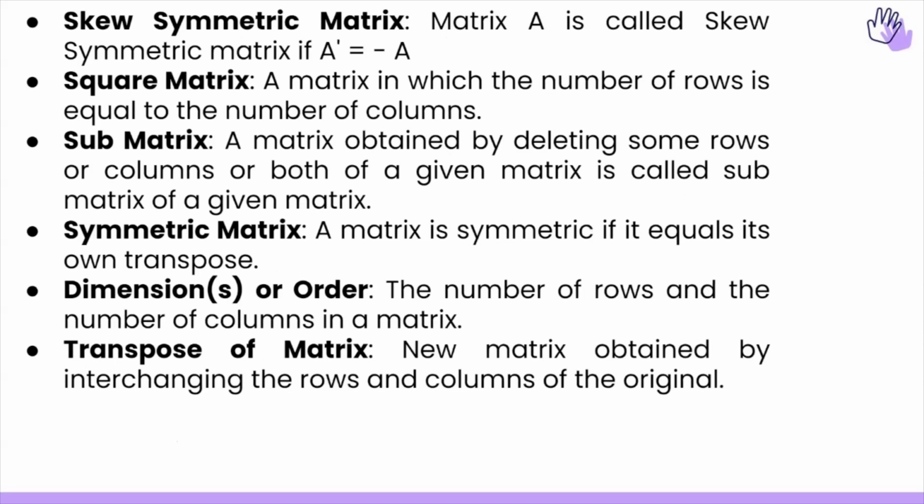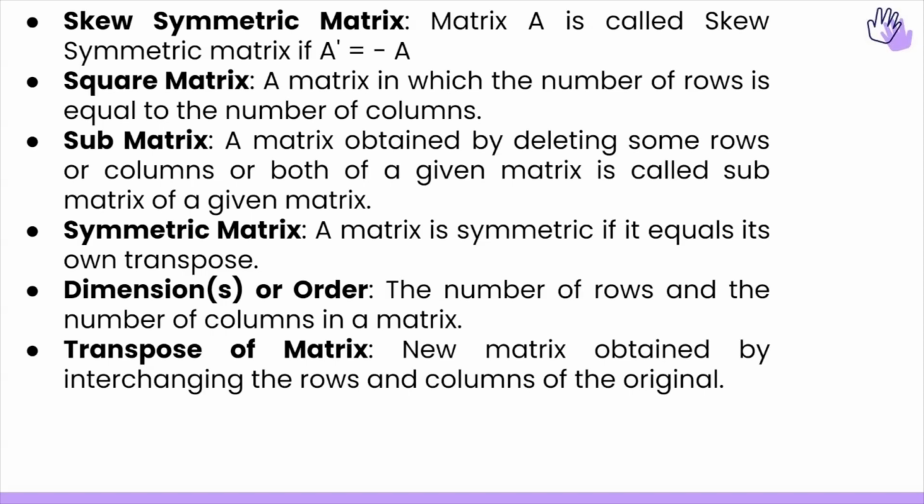Coming to the next thing, skew symmetric matrix. Just like a symmetric matrix, a matrix A is called skew symmetric if A transpose is equal to minus one times A. So to get the transpose, you just need to multiply minus one with the original matrix, then it is known as a skew symmetric matrix. Square matrix, we have already seen: number of rows is equal to the number of columns. Submatrix: a matrix obtained by deleting some rows or columns or both of a given matrix, right? So if I give you a matrix, delete some rows, delete some columns, and you obtain a matrix, then it's known as a submatrix.